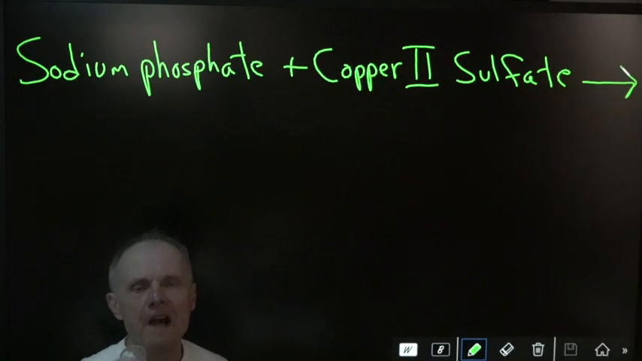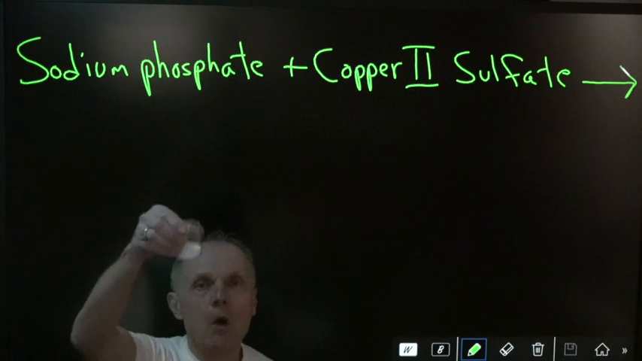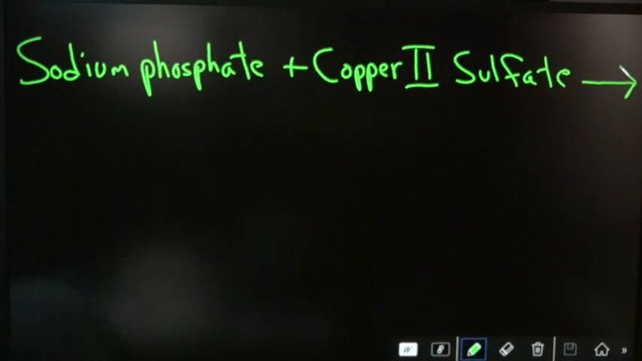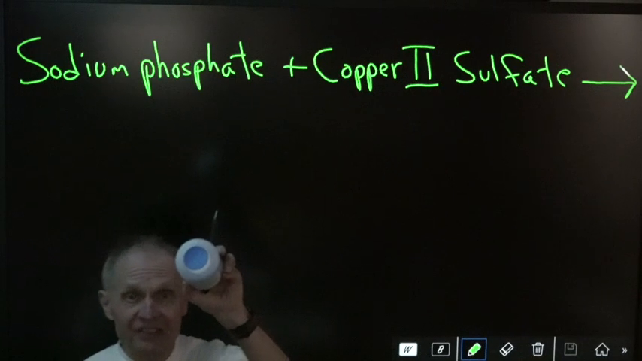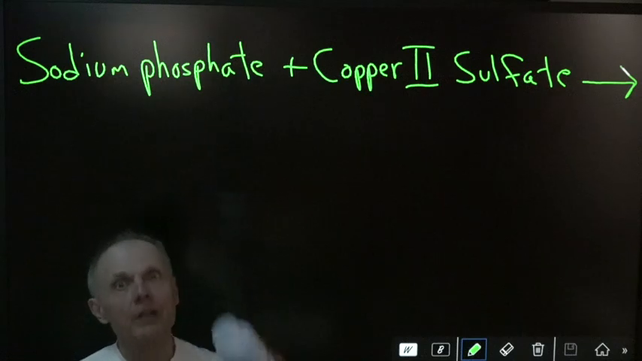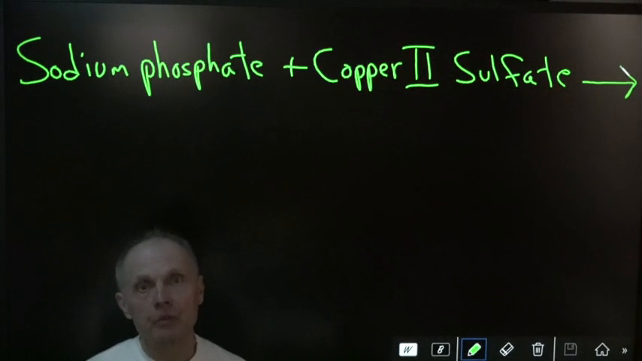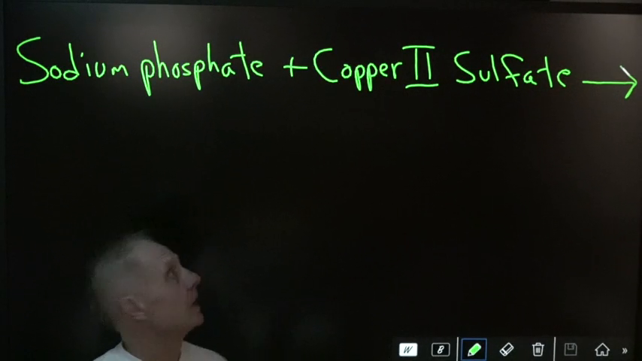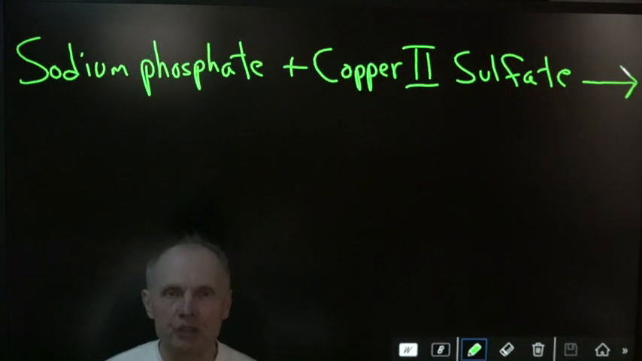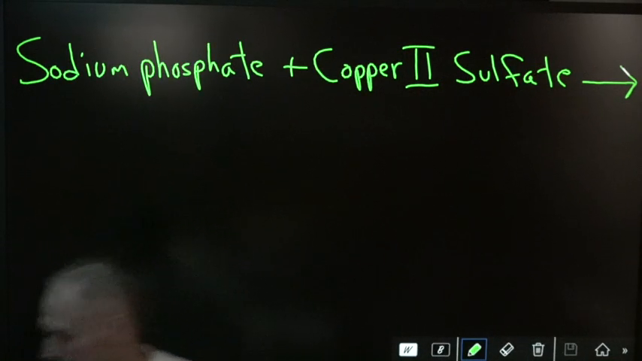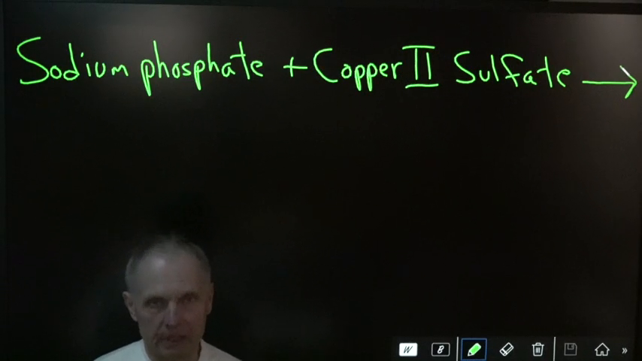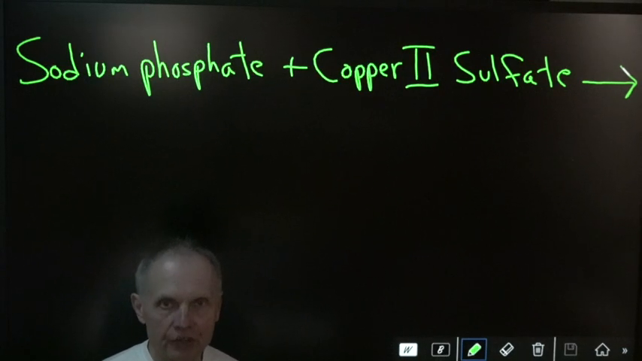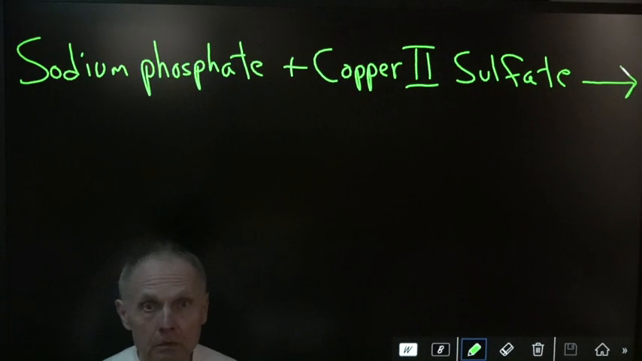The sodium phosphate looks like this, a white crystalline solid. The copper(II) sulfate looks like this. It's blue. But you all remember why copper(II) sulfate has a color: because copper is a transition metal. Now, we have to put these together properly. And don't forget, the sum of the oxidation states has to equal 0.